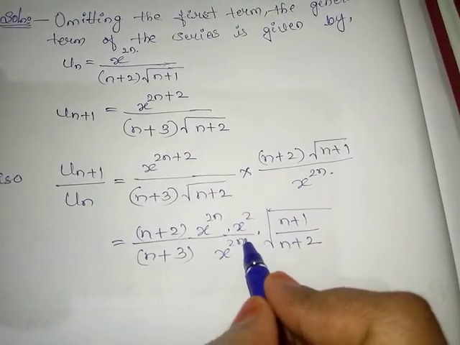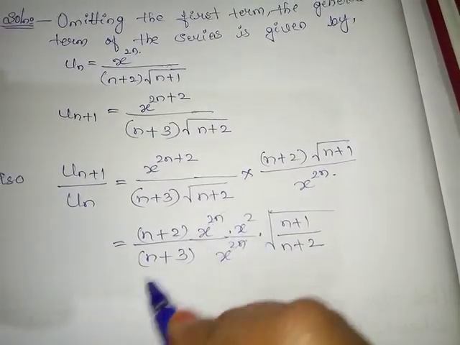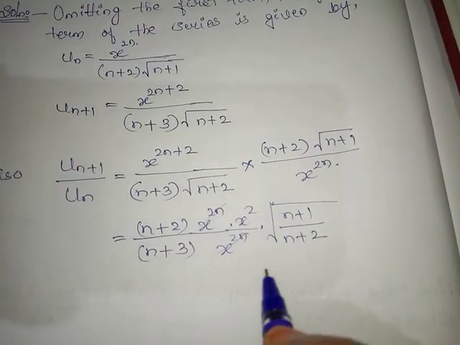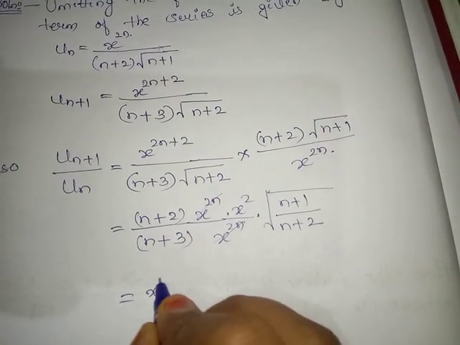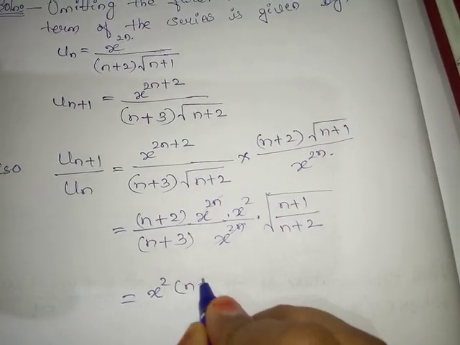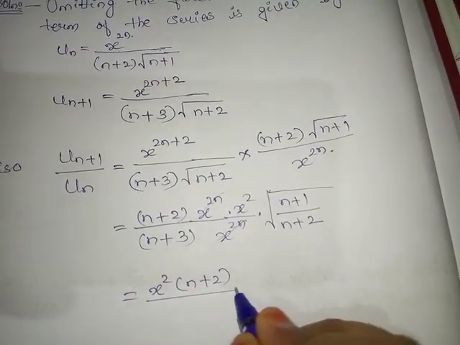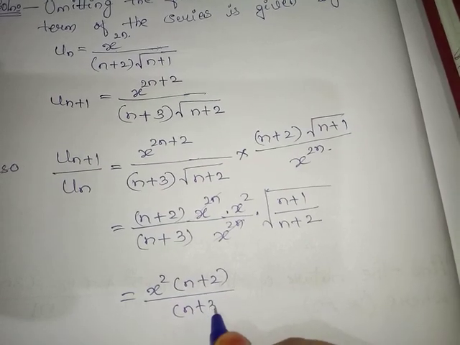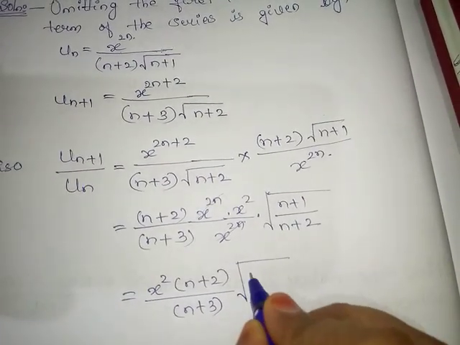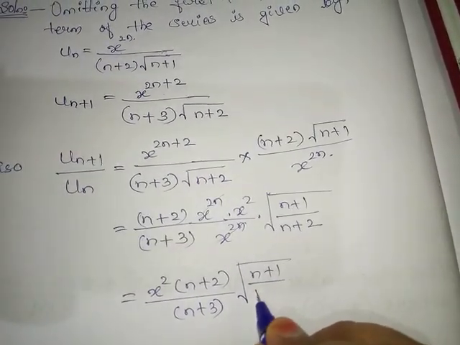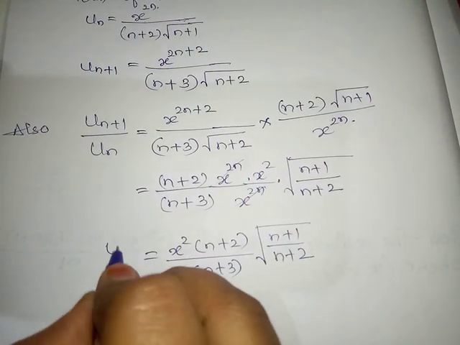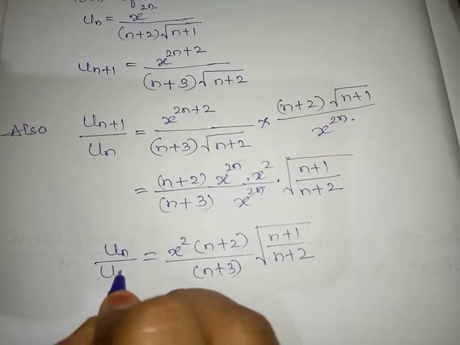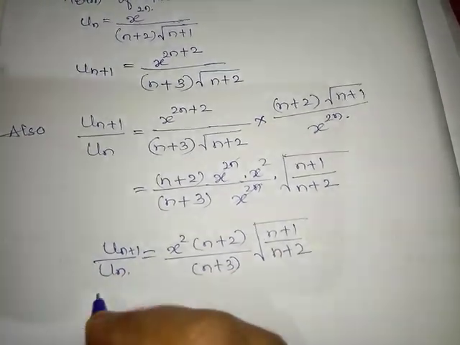Now x raised to 2n plus 2 and x raised to 2n get cancelled. Remaining is x square into n plus 2 divided by n plus 3 into square root of n plus 1 divided by n plus 2. This is our un plus 1 divided by un term.